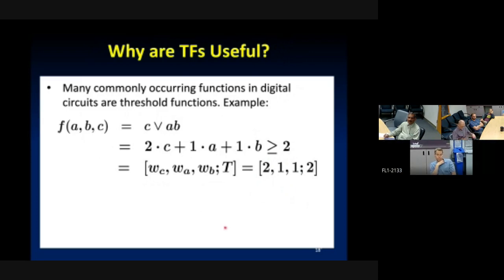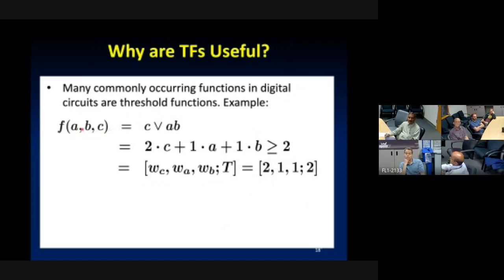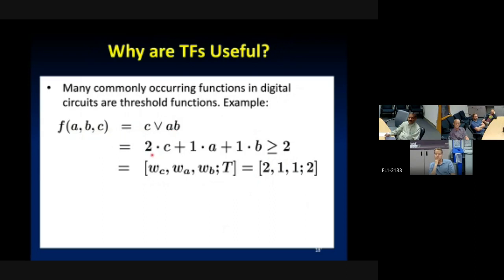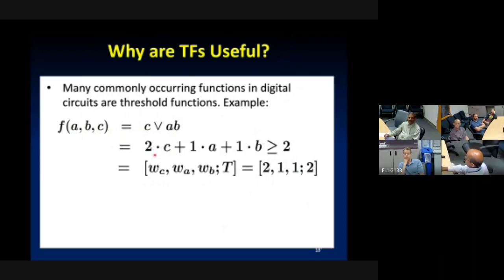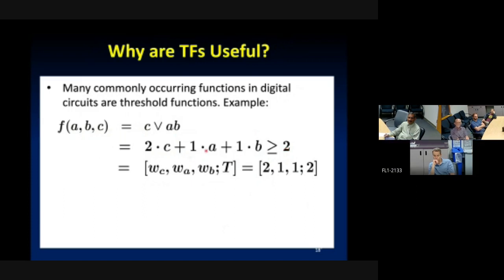So for example, if you have a Boolean function f of A, B, and C, the binary inputs, which is C or AB, you can express it as 2C plus A plus B greater than or equal to 2. So when C is 1, then this inequality is satisfied. The output's got to be a 1. But if A alone is 1 or B alone is 1, then the output is not a 1. But if both A and B are 1, then the sum on the left becomes 2, and therefore the function is 1, right?